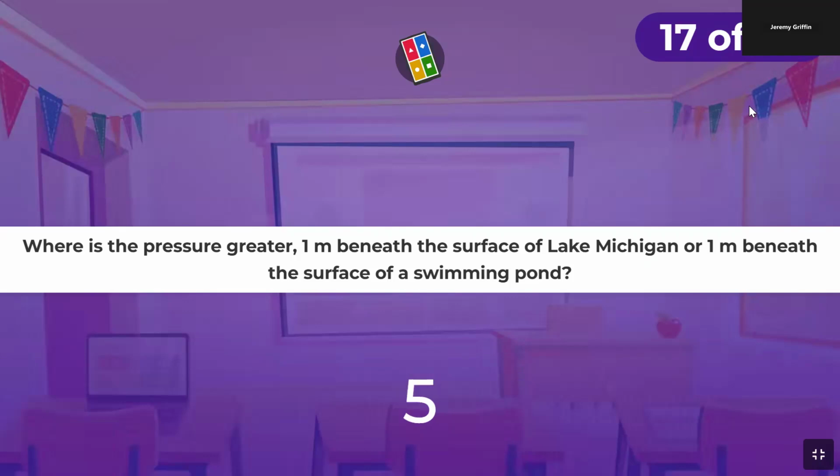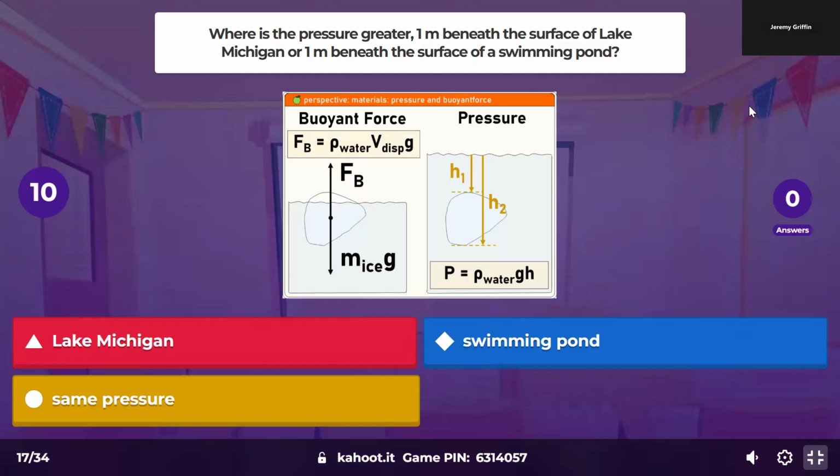Where is pressure greater? 1 meter beneath the surface of Lake Michigan or 1 meter beneath the surface of a swimming pond?